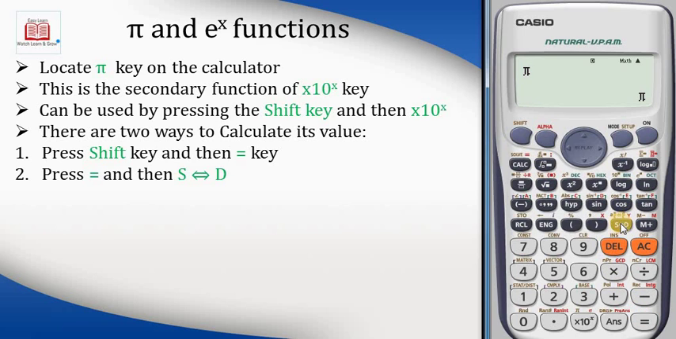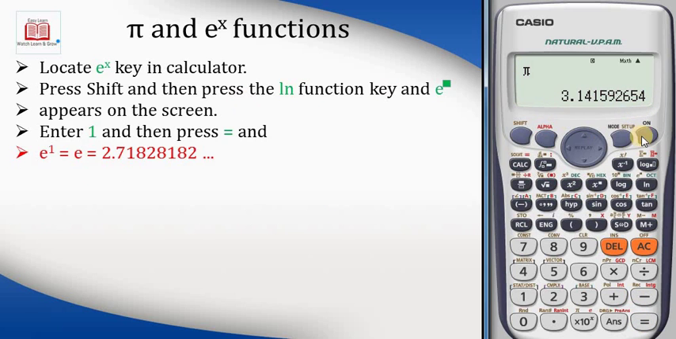But if I press this key to switch it into decimal, then 3.141592 and so on, and we mostly use its rounded value, that is 3.14. I am repeating the same thing: just press this shift key and equals to directly go into the decimal case.